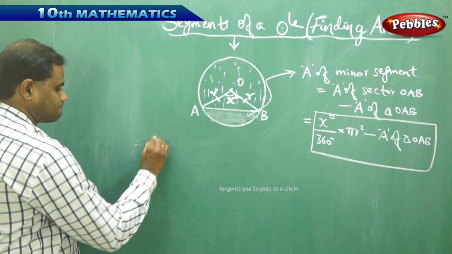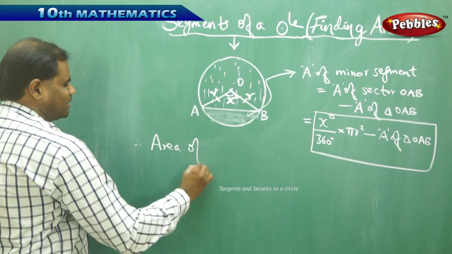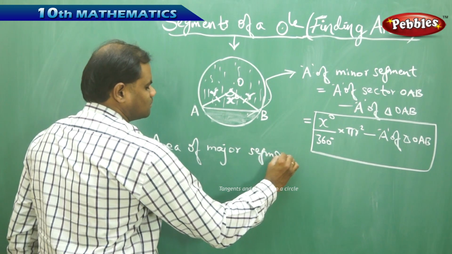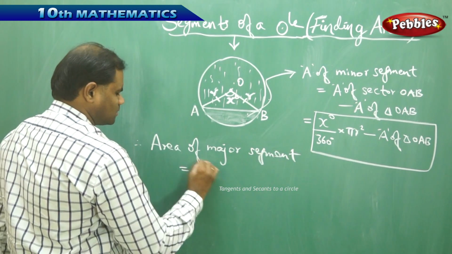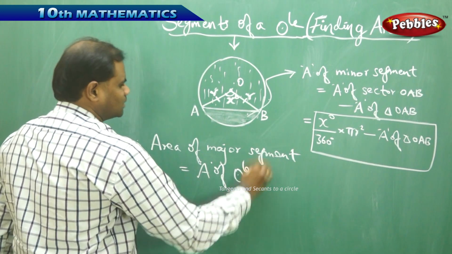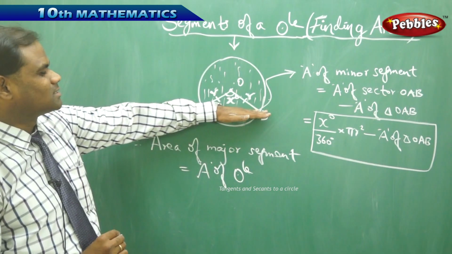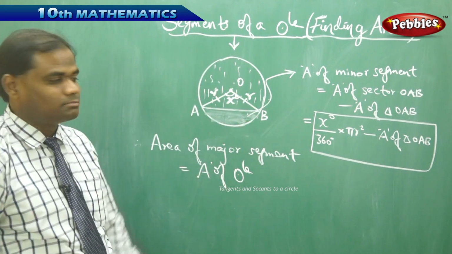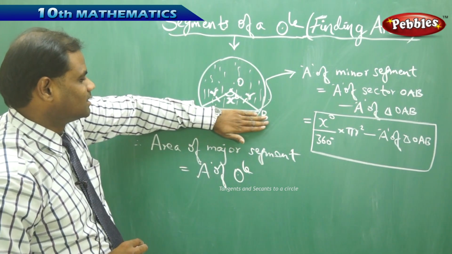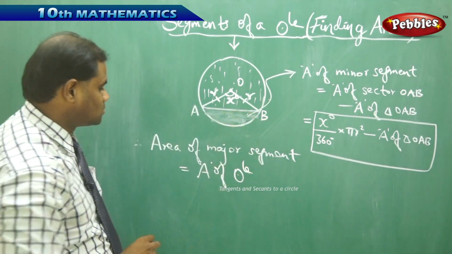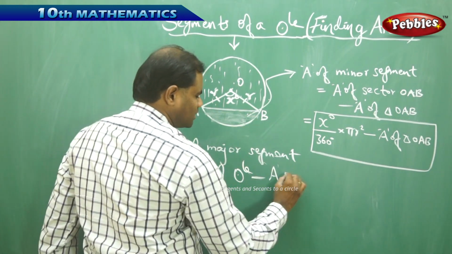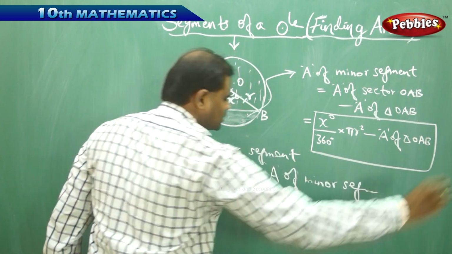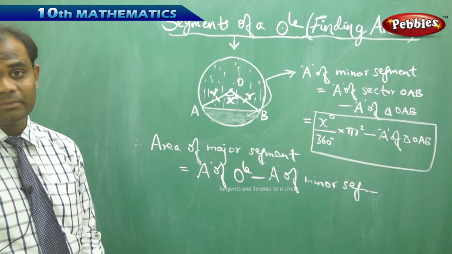Therefore, area of major segment is given by the formula: area of the whole circle, the entire circle, minus the minor segment gives me the area of the major segment, because this removed from the entire circle gives me the major segment. So area of circle minus area of minor segment is what gives me area of major segment.